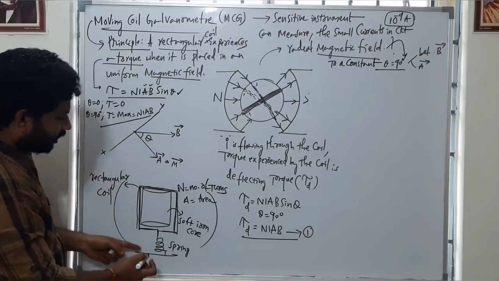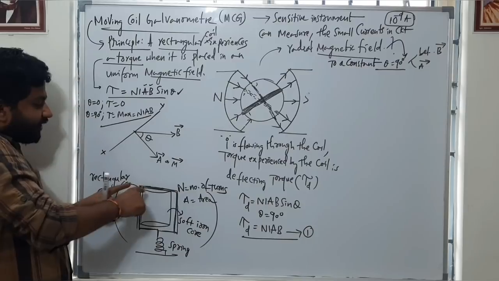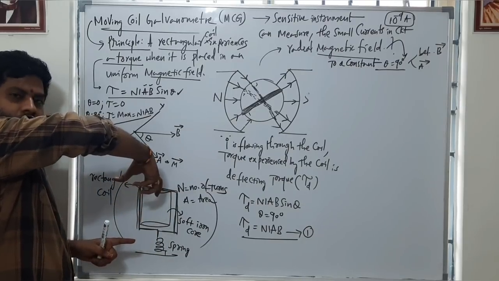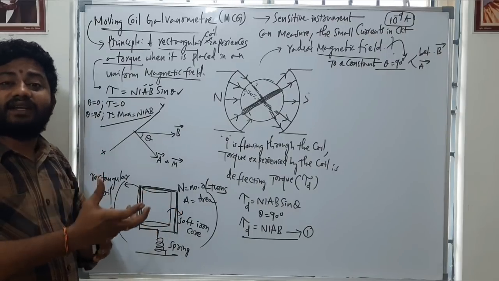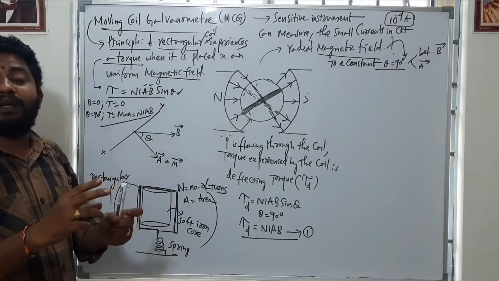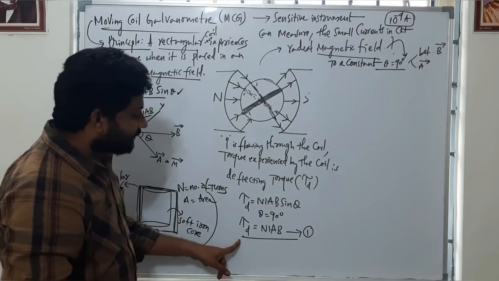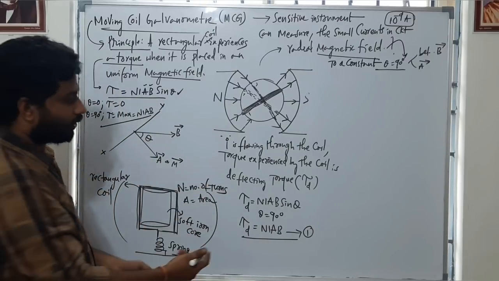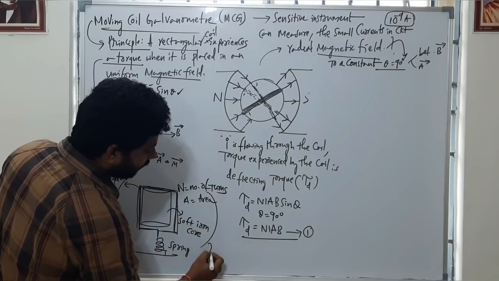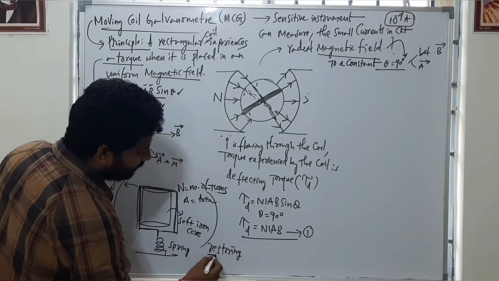Now there is a spring here if you observe carefully. When this rectangular frame is rotating, the spring will get tightened. When the spring gets tightened, a restoring torque will also be developed inside the spring, right? So as with the deflecting torque here, a restoring torque is also developed. What is the restoring torque? So I am writing here: restoring torque is also developed by the spring.